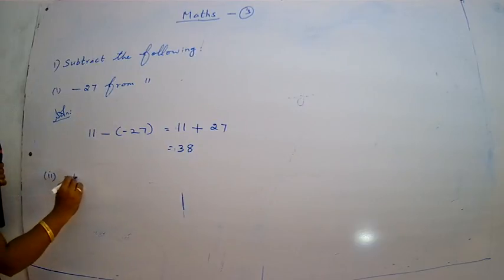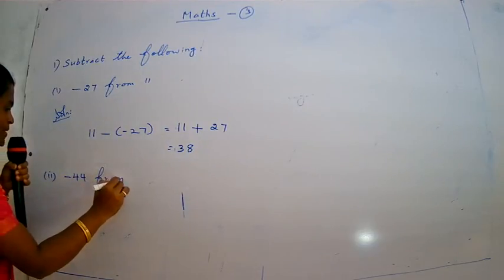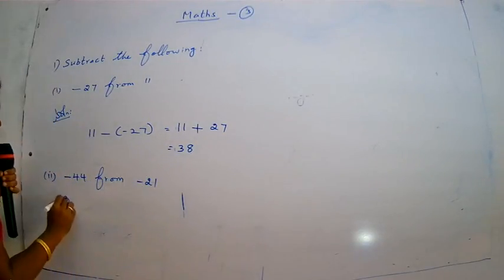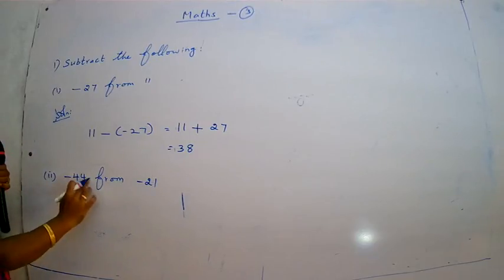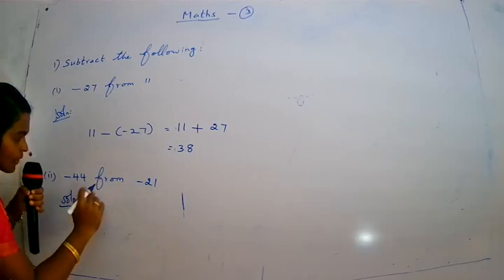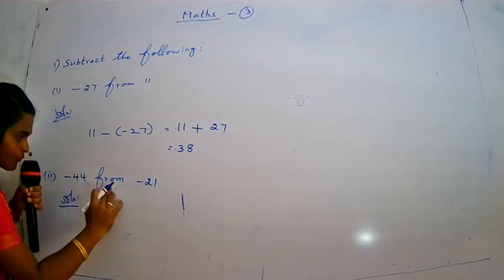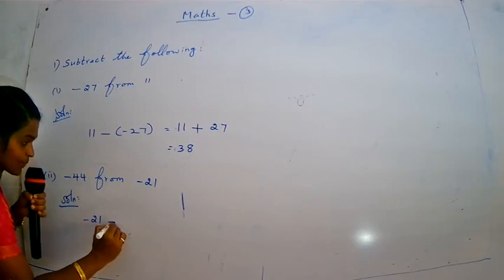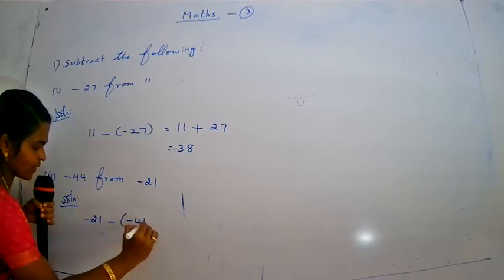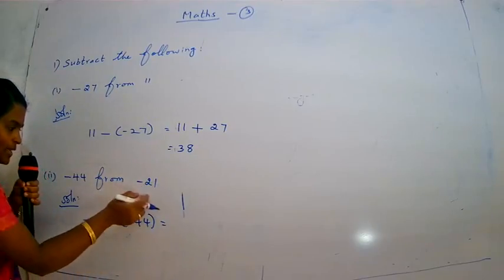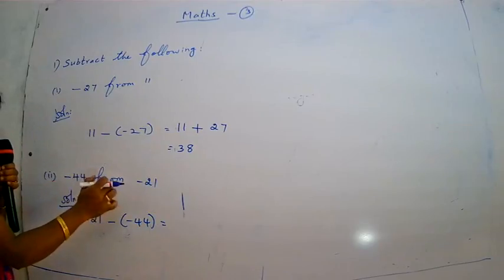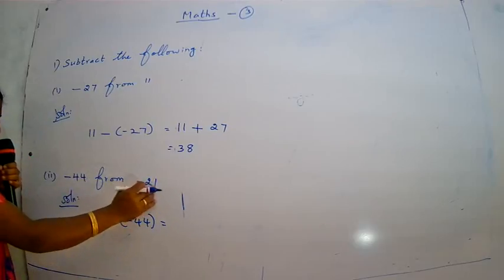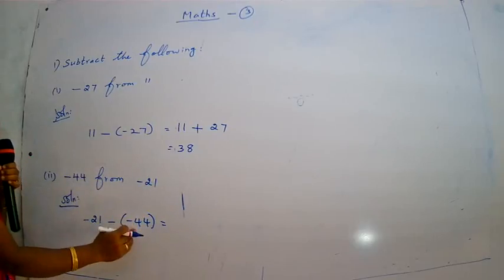Don't write. Minus 44 from minus 21. Okay, all of you listen carefully. Minus 44 from minus 21. So now you write minus 44 from minus 21 can be written as minus 21 subtraction. This is a subtraction question. Okay, minus 21 minus 44. Minus 21 ல இருந்து minus 44 sub பண்ணணும். That's why minus 21 minus of 44.